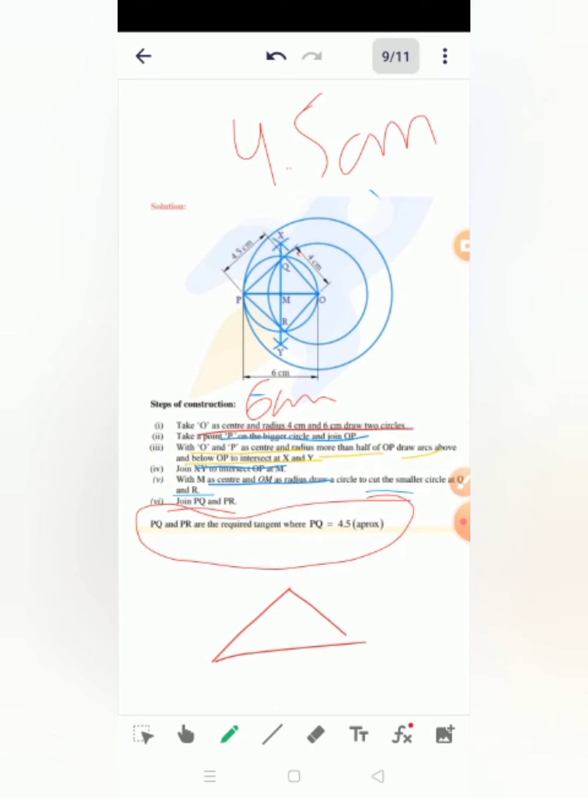This is the triangle there, and this is a right triangle. Now this is P, this is O, and this is Q. OQ is given as 4 centimeter, and PO is given as 6 centimeter. Now from here you need to find PQ.